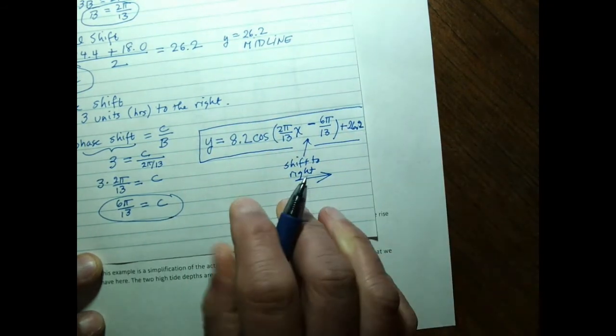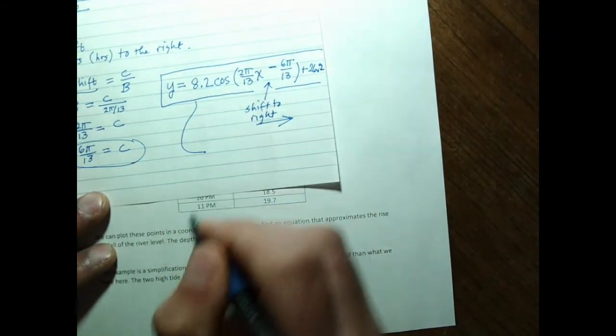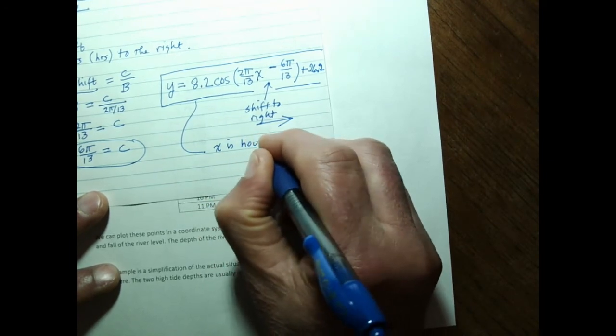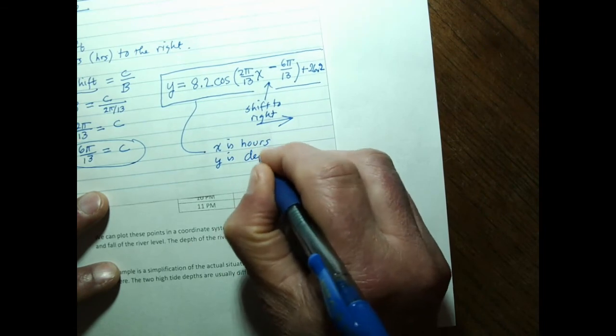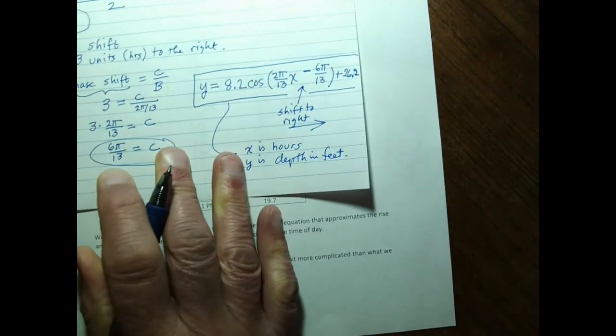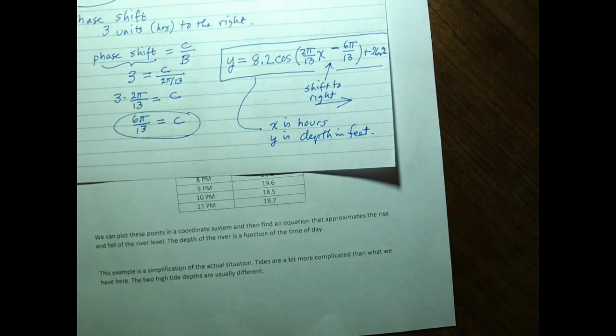And there's my formula for this mathematical model of the tides of the Thames. X is hours, y is depth in feet. Beautiful example of using trig in a situation where there are no angles, just a periodic phenomenon.